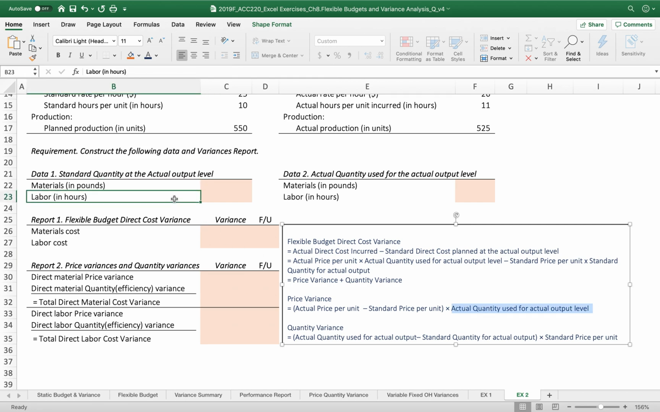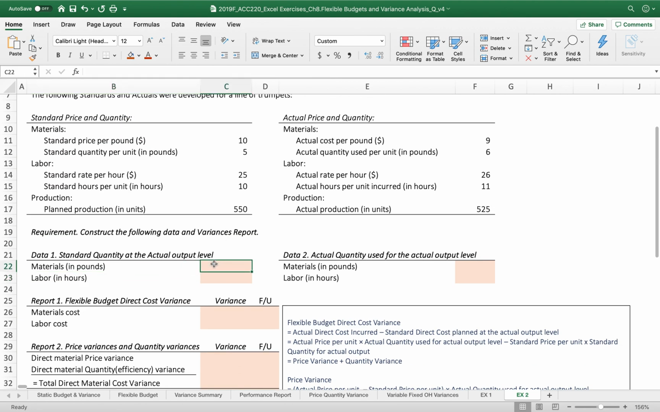So we should calculate the intermediate process. How do we calculate? Right, 5 pounds per unit. And then what is the actual one? Okay, 525. That is the standard quantity at the actual output level. What about the labor? Where is the labor information?